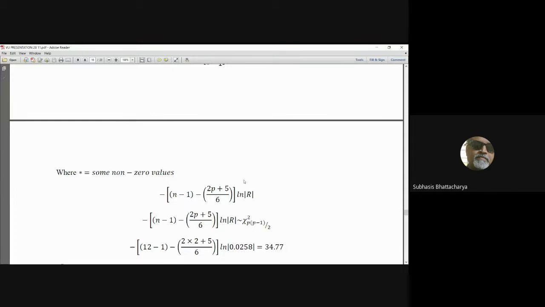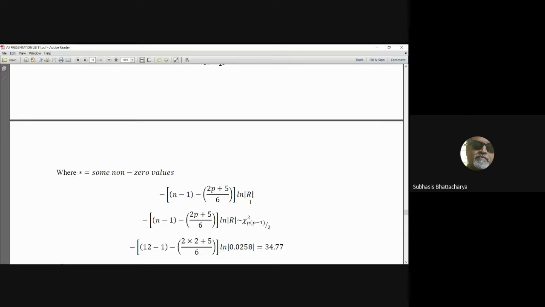What is the formula? You can note down this formula. Any book you can get this formula. The formula is this: minus of (n minus 1 minus (2p plus 5) by 6) log of r, where n is the number of observations, p is the number of variables, and r is the correlation coefficient. If we calculate this statistic, it will follow the chi-square distribution. So easily, if you have the data set, you find out the correlation coefficient, you know the p, you know the n, then estimate this statistic.